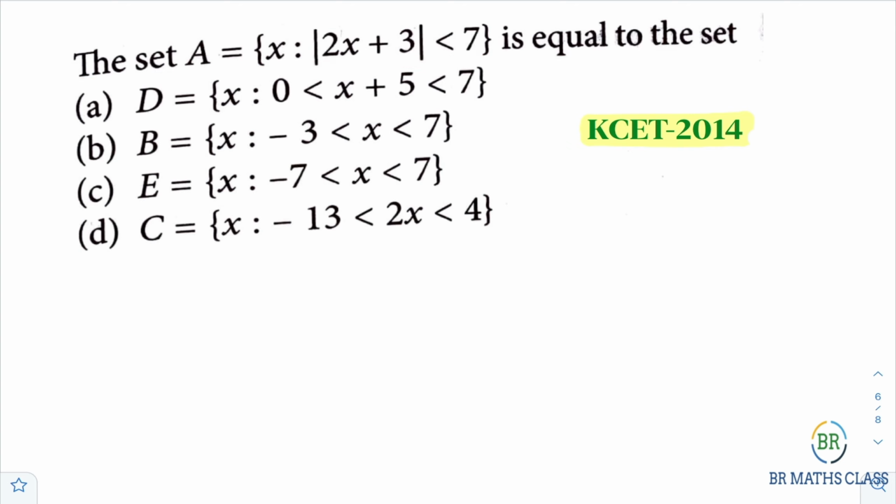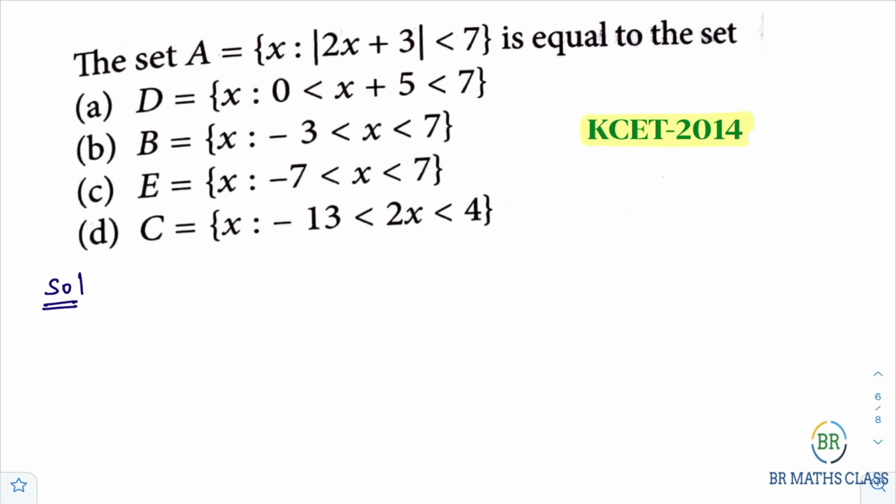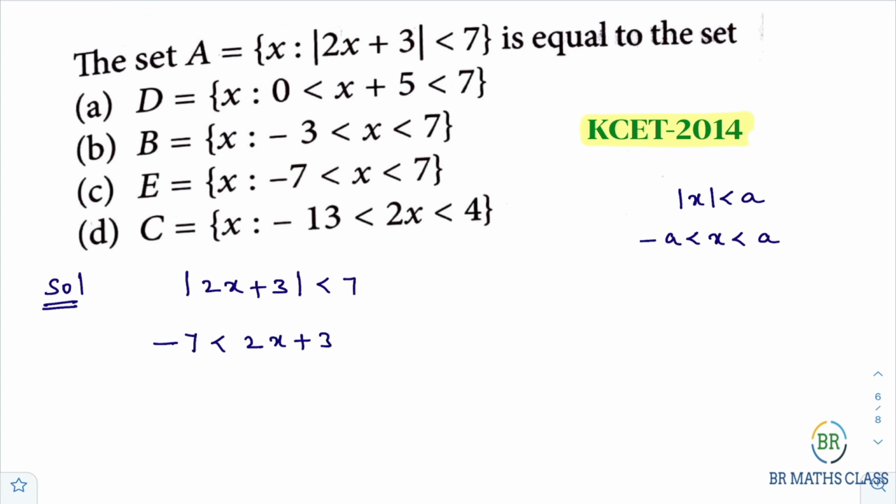Okay. To do this problem, you must know one property from functions. When modulus of x is less than A, then we can write it as minus A less than x less than A. You must know this formula to do this problem. So here, what have they given? They have given modulus of 2x plus 3 is less than 7. It looks like mod x less than A. When mod x is less than A, you can write minus A less than x less than A. So I can write here minus 7 less than 2x plus 3 is less than 7.